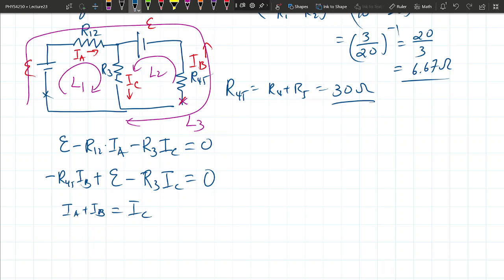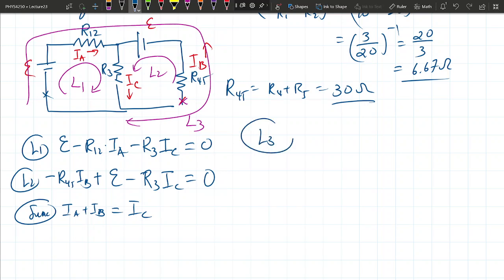Okay, so with that, a simple way to deal with this. This should be a pretty quick problem. Oh, okay. I'm actually going to do loop 3. That was the trick for this. So this equation came from loop 1, this equation came from loop 2, and this is the junction. I'm going to do loop 3 also.